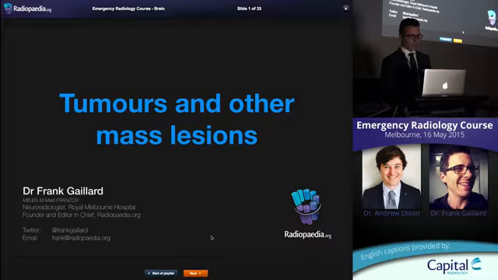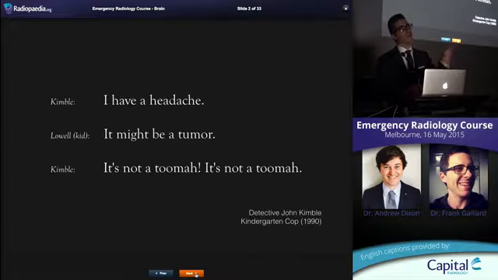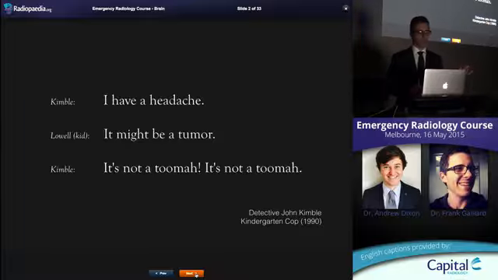So tumours and other mass lesions. The brain is an amazing menagerie of lumps and bumps, which is what makes it so interesting. It also means there's no way we can systematically go through an overview of them. I'm going to pick and choose the important ones that you need to be aware of, and some take-home messages. Sometimes it'll be you really need an MR, and other times it's you should be able to work this out yourself.